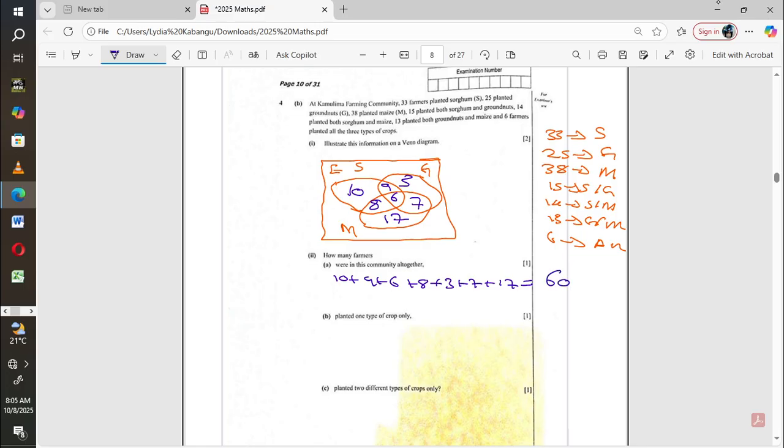So these were the farmers who are in the community. Those who planted one type of crop only: 10 planted sorghum only, 3 planted groundnuts only, and 17 planted maize only. So we're going to have 10 plus 3 plus 17.